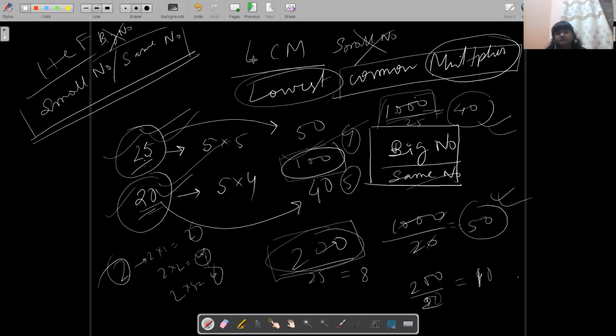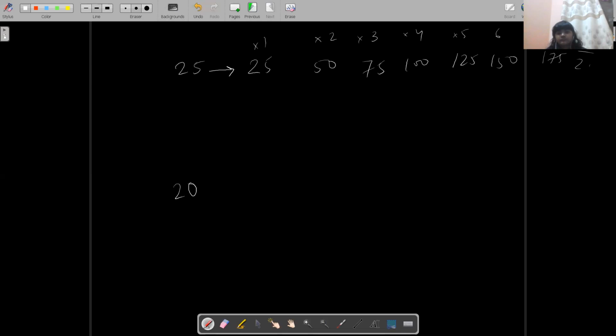Now we will see first in normal form how to find the lowest common multiple. Then we'll jump to the mechanical part. So I have 20, I have 25. What is 25 into 1? 25. What is 25 into 2? 50. 3? 75. 4? 100. 5? 125. 6? 150. 7? 175. 8? 200.